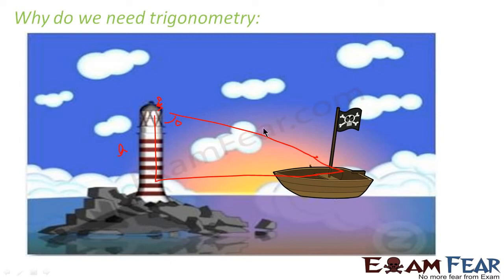You're standing in a tower, one boat is coming, you want to find the distance of the boat, or you want to find the speed of the boat itself. Those things also you can find using trigonometry.